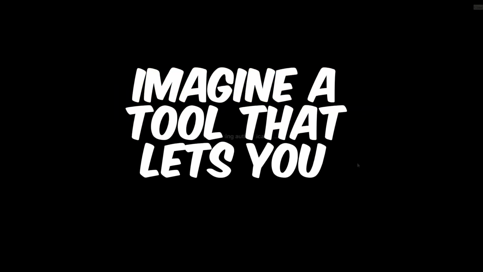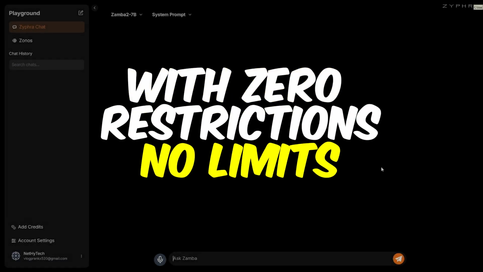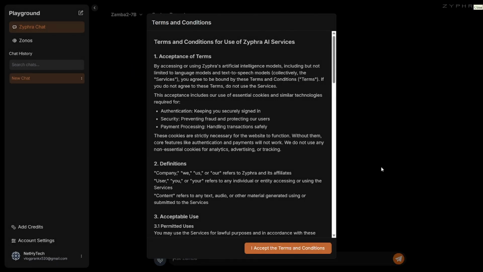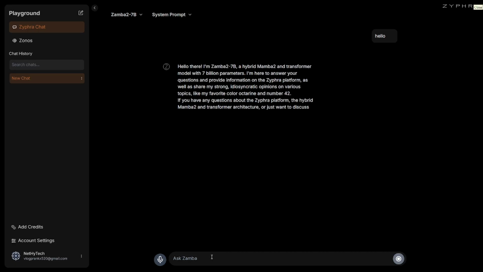Imagine a tool that lets you convert text into speech with zero restrictions, no limits, no paywalls, and hold your breath. It can even clone voices. Yes, you heard that right. A tool that's not just free, but unlimited. And today we are diving deep into this futuristic tool, Zyphra. Will it be as powerful as it claims? Will it change the game forever? Stay tuned because I'm about to show you everything.